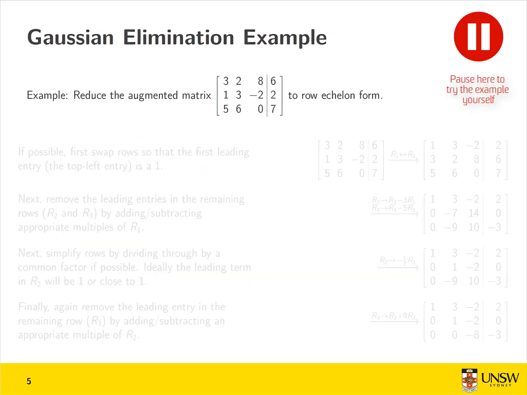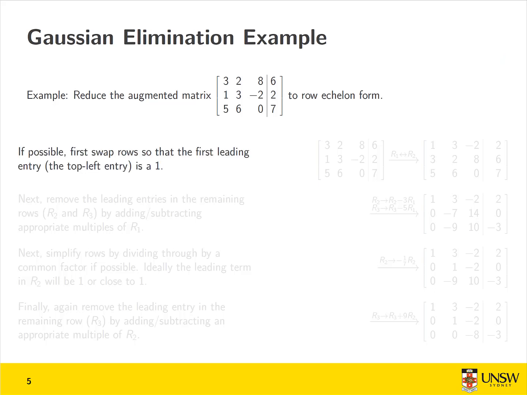Let's practice applying Gaussian elimination to an example augmented matrix. In this case, we'll use the 3x4 matrix with entries 3, 2, 8, 6, 1, 3, -2, 2, 5, 6, 0, 7. Our first goal is to make the first entry in the matrix a 1, if possible. In this case, swapping rows 1 and 2 will achieve this result. So our first elementary row operation will be to swap rows 1 and 2.